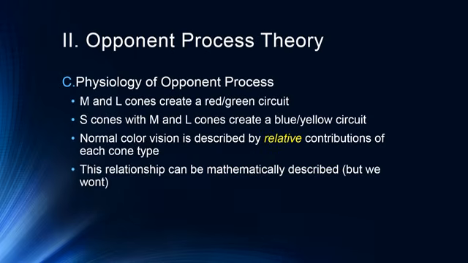So normal color vision is described by the relative contributions of each cone type, and in fact this relationship can be mathematically described. There's a great deal of work going into this where behavioral neuroscientists look at the density of different cone types at different parts of the retina and see how color vision changes across that distribution. So as we start having fewer S cones, fewer M cones, fewer L cones as we move away from the fovea, you can mathematically describe how those different cone types contribute to normal color vision. We won't describe that here, but there are certainly plenty of places you can go to look for that kind of information.